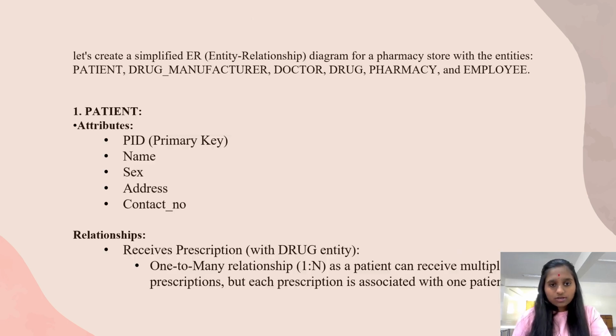We will move further. Here the first entity is a patient. So, the attributes in the patient entity are PID, this is the primary key, patient ID, and name and sex, address, contact number. These are the attributes of the patient, and the relationship is receives the prescription with the drug entity, one-to-many relationship, as the patient can receive multiple prescriptions, but each prescription is associated with one patient. This is the patient entity.